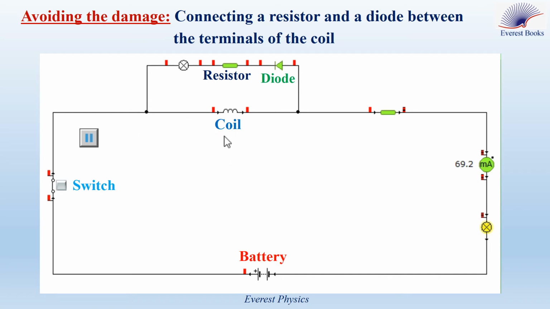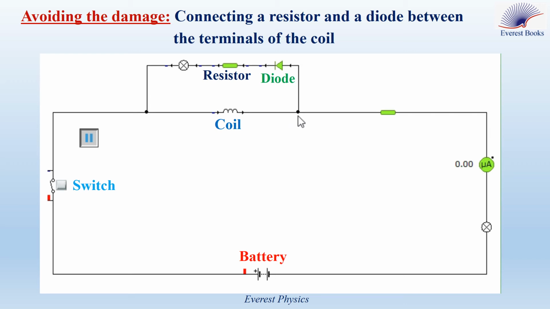Now the coil here acts as an electrical load or receiver, and it stores magnetic energy. Now I will open the switch. Observe. Pause. Now I pause the simulation. What happens when I open the switch? Now the coil will act as a generator and supplies its magnetic energy to the circuit. Here the current flows in the coil from left to right.